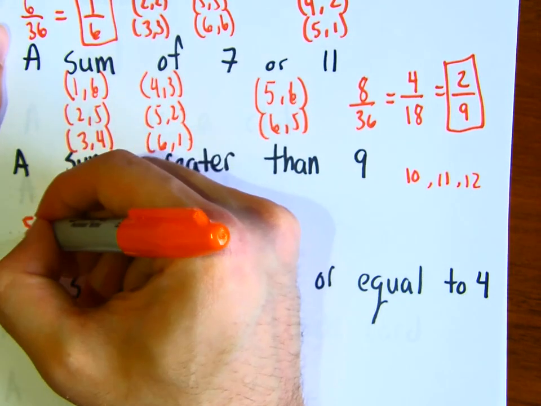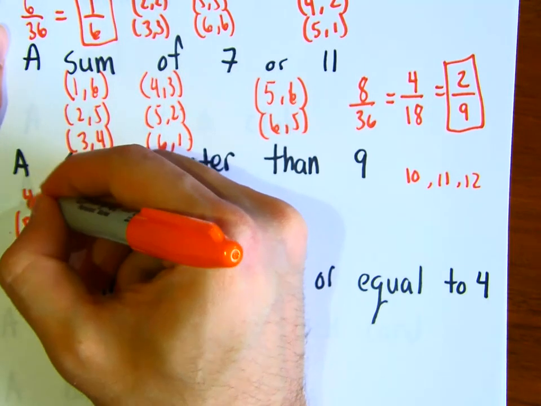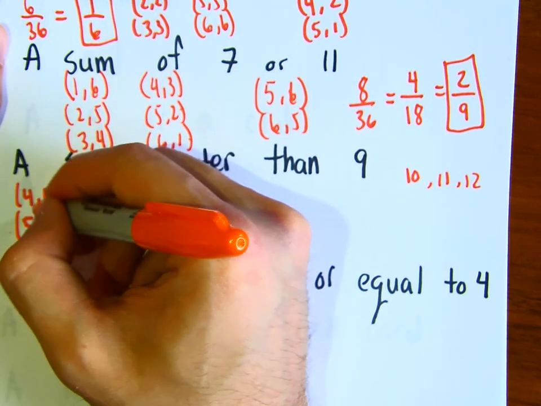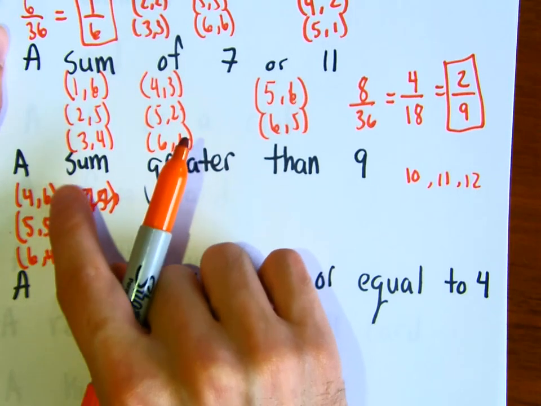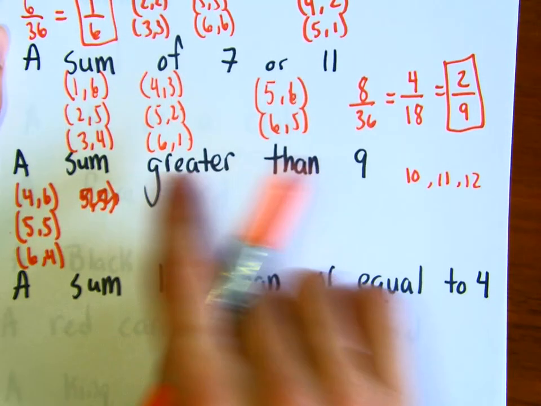I mean, yes, you can do 5 and 5, but before that, you could do 4 and 6, 5 and 5, and 6 and 4. So this is the only way you could get a 10. Or I'm sorry, a sum of 10.